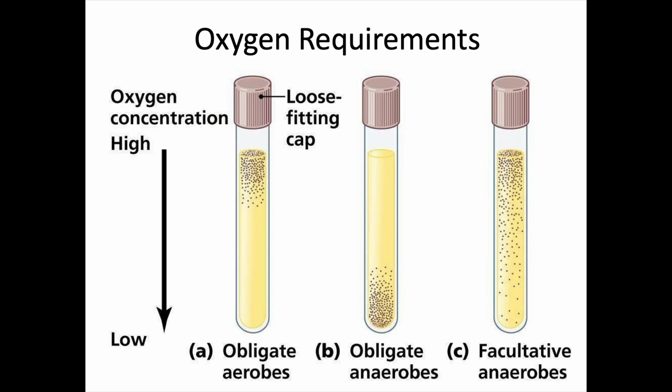So if you were to have a tube set up where there's oxygen at the top where it's exposed to the air and low or basically no oxygen at the bottom of the tube, obligate aerobes would only be able to grow at the top where there's oxygen. Obligate anaerobes would only be able to survive at the bottom where there's low concentrations of oxygen. And facultative can do either one. You'll find them sort of throughout the tube. They usually prefer oxygen, but they can survive down here as well.